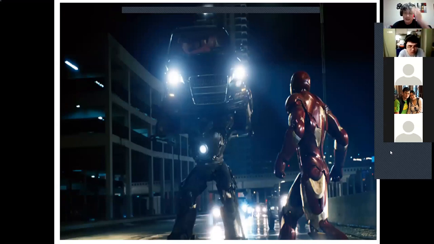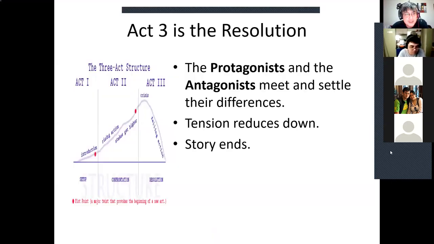Now, here is another example of protagonist and antagonist. This is from the first Iron Man movie from the beginning of the Marvel Cinematic Universe. Best one. Yep, I still wish I had that Mark 42 armor.